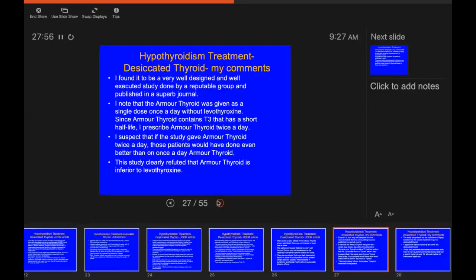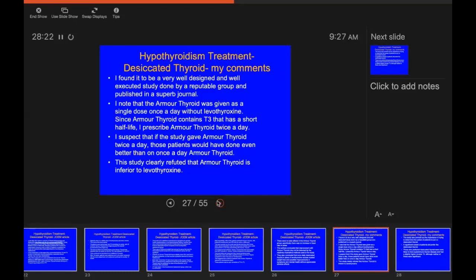So my thoughts on this paper, I found it was a very well-designed paper. It was published in a very good journal, had a reasonable number of patients, well-written. And they gave the Armour thyroid as a single dose once a day without levothyroxine. And as I said, since Armour thyroid has T3, with the short half-life, I think it would be better to give the Armour thyroid twice a day. They might have done better if they were on twice a day Armour thyroid compared to once a day. They might do better on a different type of desiccated thyroid.